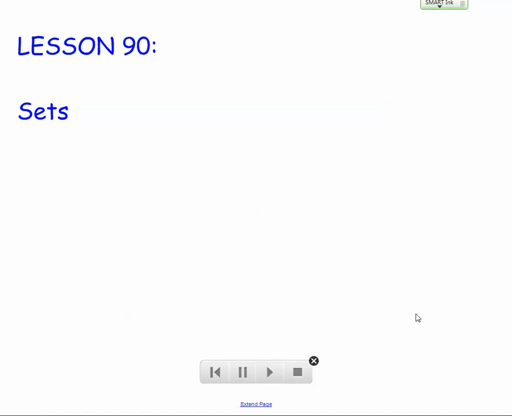Today we're going to do a lesson dealing with sets. We already know some sets of numbers, so let's start off by reviewing those. And I'm also going to give you some new symbols for those in case you run across them.